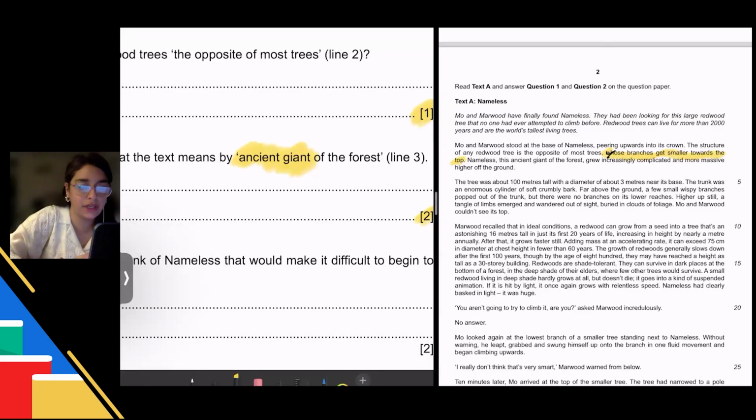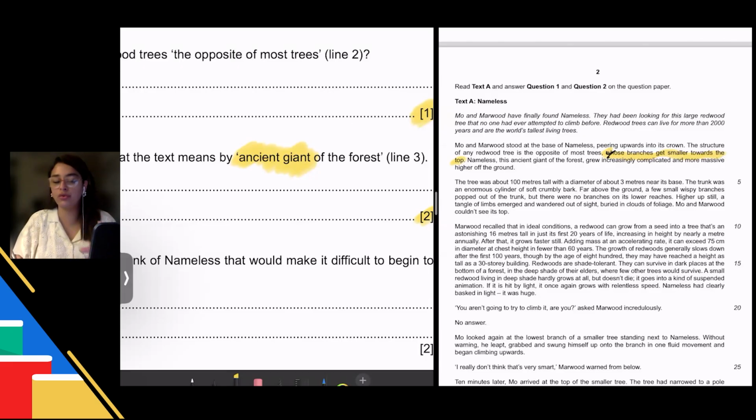In line 3, it talks about how this ancient giant of the forest grew increasingly complicated and more massive higher off the ground. This is talking about the entire forest, something that is ancient and giant. So you're expected to rephrase these two words and highlight what they mean in the context in your own words. The word ancient could be rephrased as something that is very old or something that has aged quite a lot. Whatever we use to highlight the idea of what ancient means in this context gets us 1 mark. And then we also need to highlight what the word giant means.